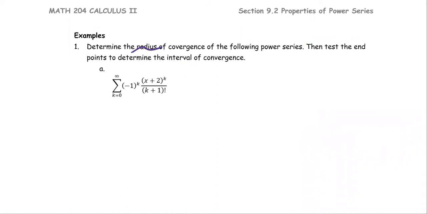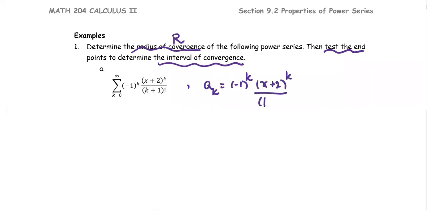Examples: determine the radius of convergence, which is r, of the following power series, then test the endpoints to determine the interval of convergence. For part A, we have the summation of negative 1 to the power k multiplied by x plus 2 to the power k divided by k plus 1 factorial, for k equals 1 to infinity. So a_k is the term negative 1 to the k times x plus 2 to the power k divided by k plus 1 factorial. The series will converge if it passes the ratio test or the root test with the condition. In this problem, we have terms involving factorial, so it's more convenient to use the ratio test.